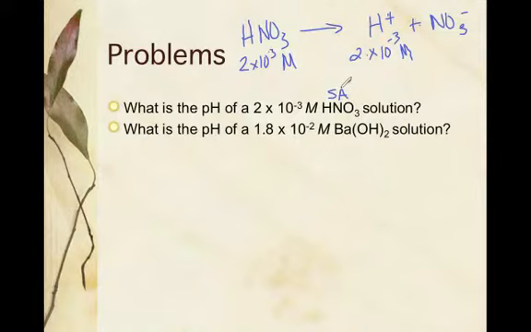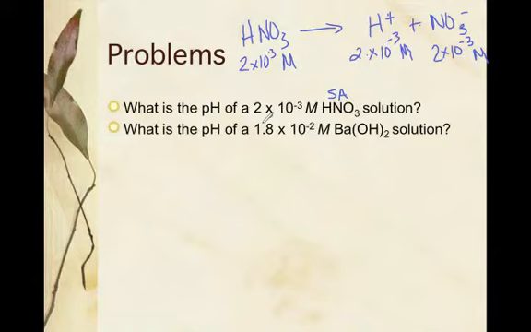What about nitrogen? It really doesn't matter for solving pH, because for pH we're just looking at the hydrogen concentration. But what would be the concentration of nitrate? 2 times 10 to the negative third. It's still a 1-to-1 ratio. If it were a different ratio, we'd just make one up.